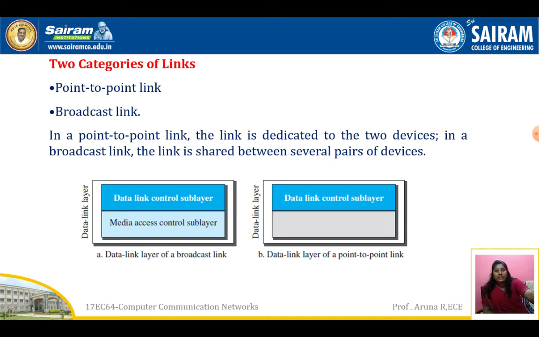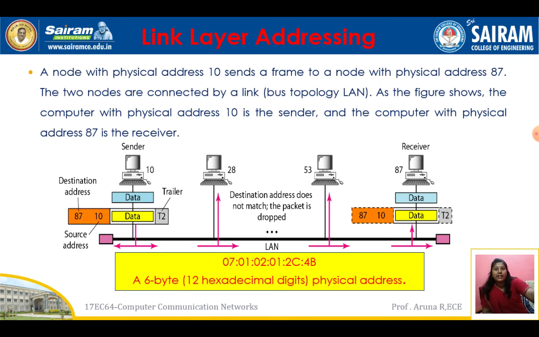Whereas in a broadcast link, the information is shared between the others. So, you can see the data link control layer and the media access control layer. When it is broadcast, you need to consider the media access control, but whereas in point to point it is only the data link layer, the link is dedicated. In the other case, you have to share the link.